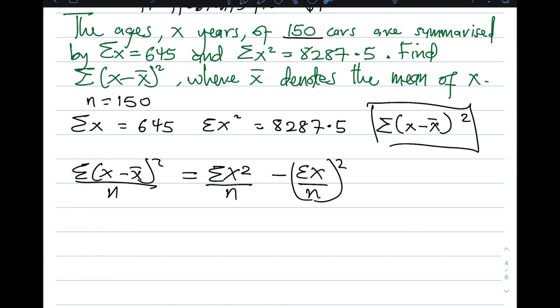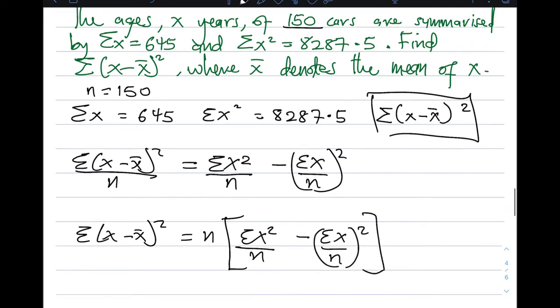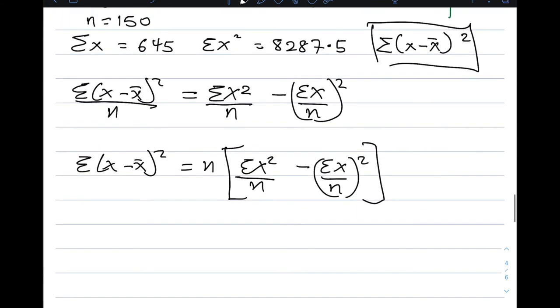Okay, so now if we want this, it means we should multiply through by n, isn't it? Good. So now that gives us, so sigma x minus x bar square will give us n, and then we have everything like this, nicely done. All right. So now all that we need to do is to do substitution, and then we have solved the question. N is 150.